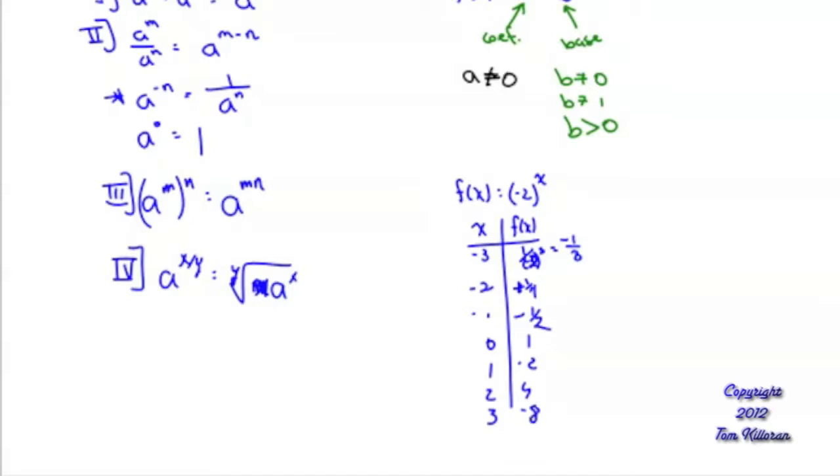Alright, what's going on here? Well, for odd numbers, my answer is negative. For even numbers, my answer is positive. So this graph is going up, down, up, down, up, down, for every even and odd.